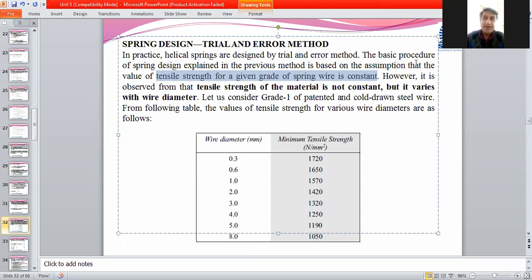Getting me? But in actual practice, it is observed that the tensile strength of the material is not constant, but varies with the wire diameter. This is the reality. In the case of spring wires, or the material used for springs, the tensile strength changes with respect to diameter. This is what arises when the springs are tested practically.